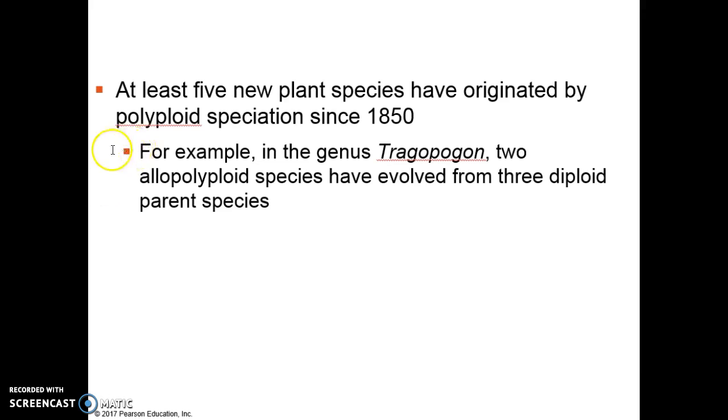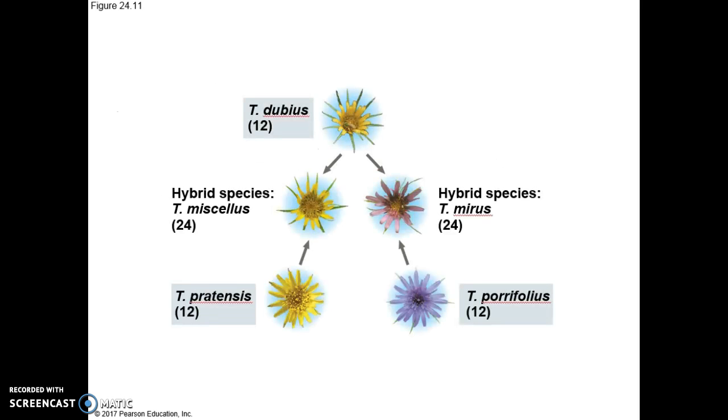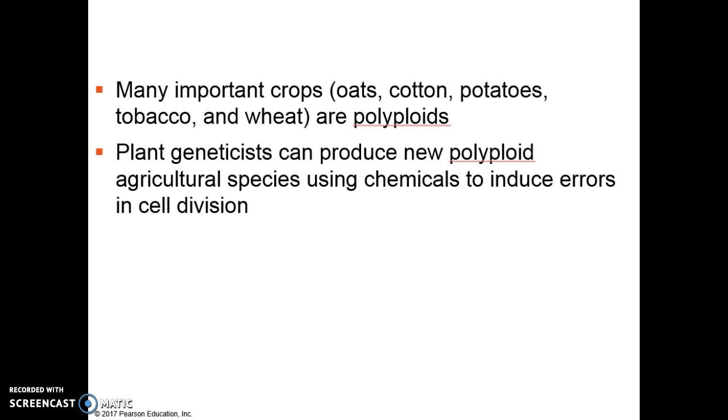At least 5 new plant species have arisen since 1850. There's an example. I am not going to attempt to pronounce that, but you see that 2 allopolyploid species have evolved from 3 diploid parent species. So 3 species kind of converged into one. And there's the picture that demonstrates that process.